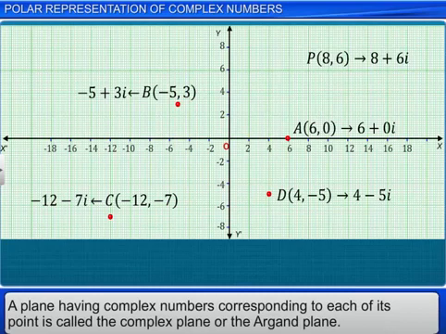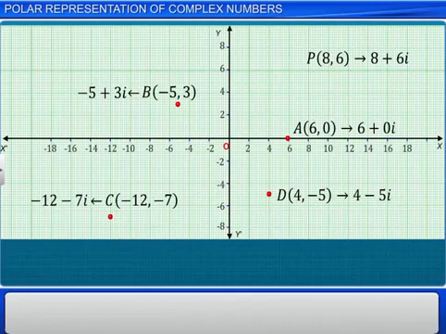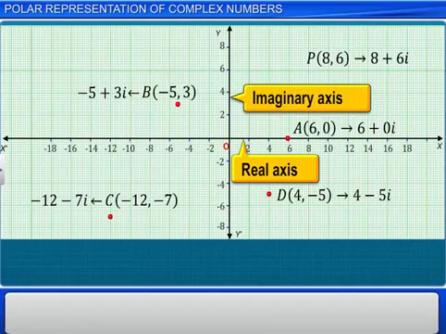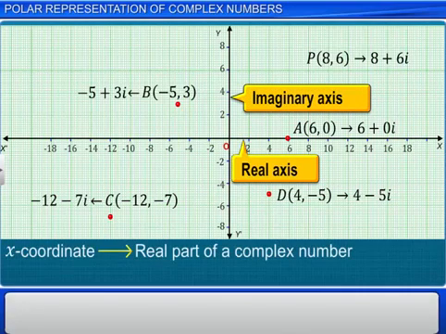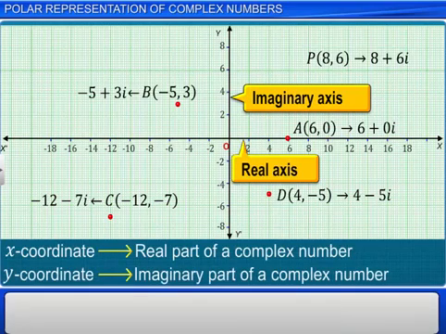A plane having complex numbers corresponding to each of its points is called the complex plane or the Argand plane. In the Argand plane, the x-axis is called the real axis and the y-axis is called the imaginary axis. The x-coordinate of a point corresponds to the real part and the y-coordinate corresponds to the imaginary part of a complex number. For point P(8, 6), 8 corresponds to the real part and 6 corresponds to the imaginary part of the complex number 8 plus 6i.